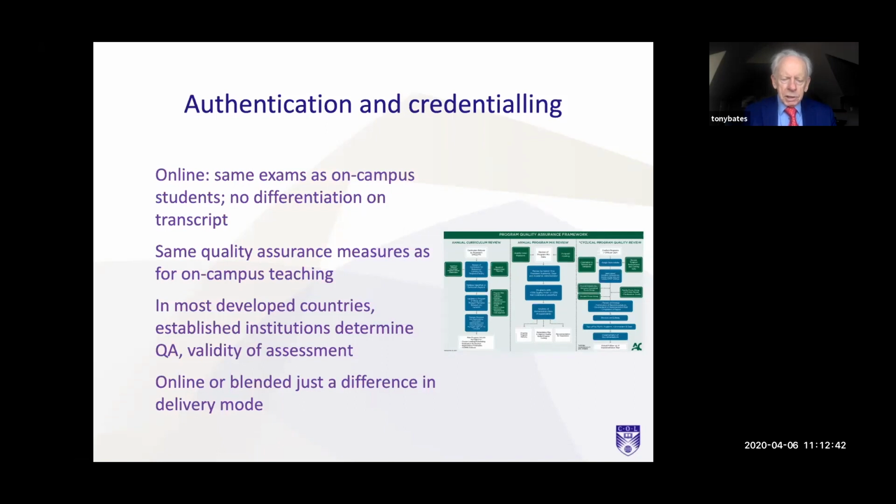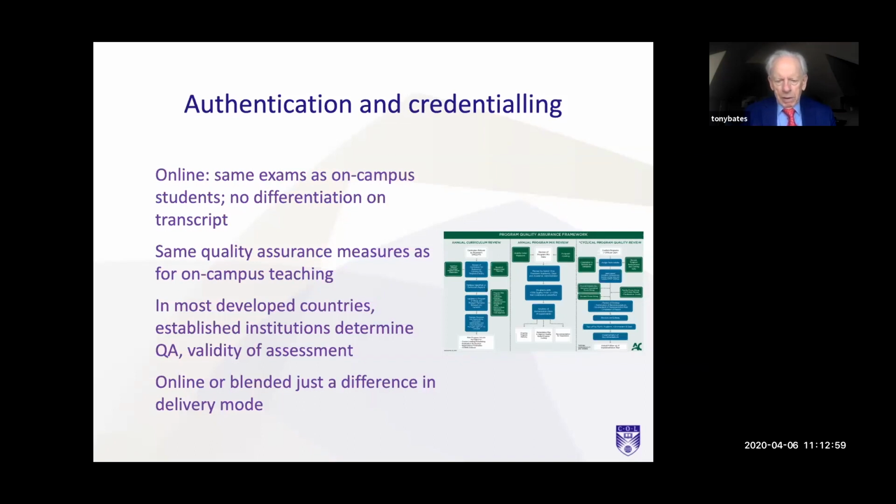Basically, you should have the same quality assurance measures as for on-campus teaching. On the right, you'll see a quality assurance process from a college in Canada, Algonquin College, which applies both to their online and to their face-to-face courses.